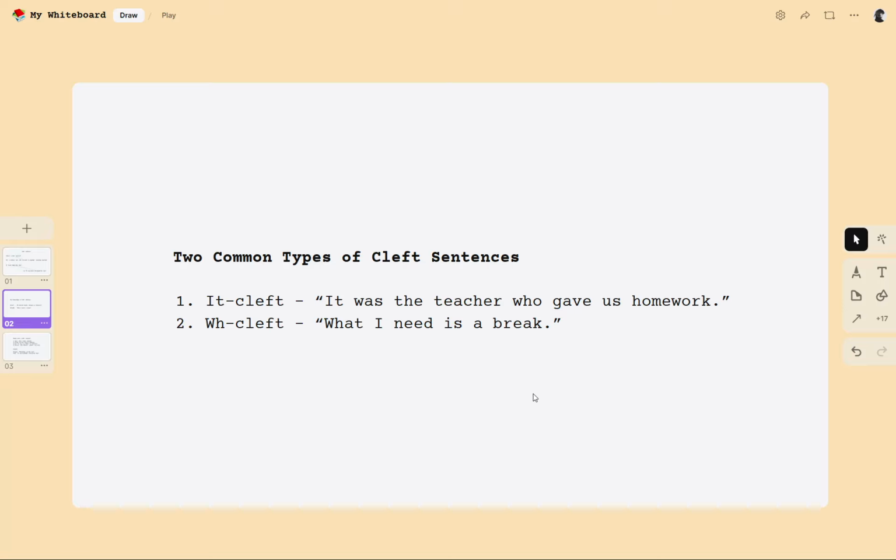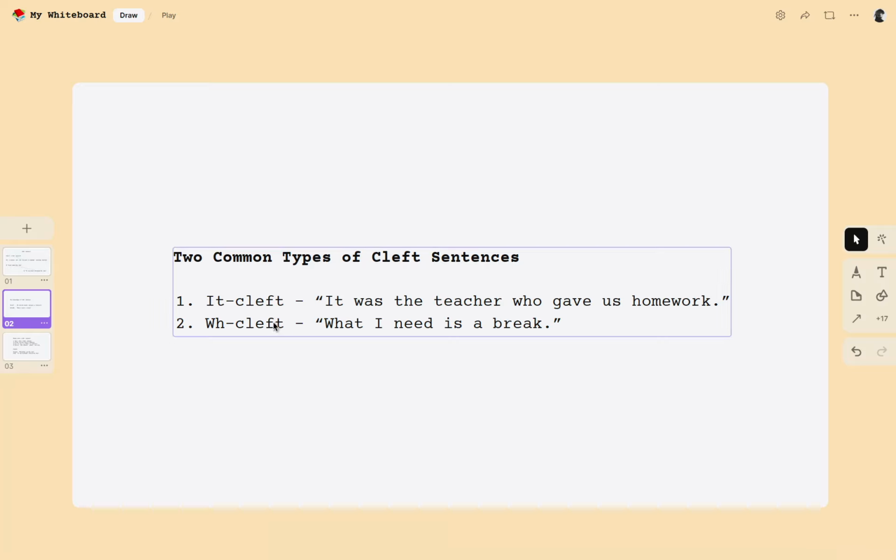And number two is a WH cleft. A WH cleft, of course, most of the time starts with a what, and it can be like, what I need is a break. What I need is a break. A normal sentence can be like, I need a break. But you can change it and say, what I need is a break. What I need is a break.